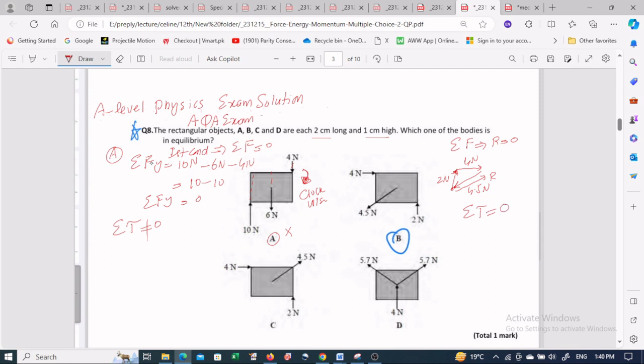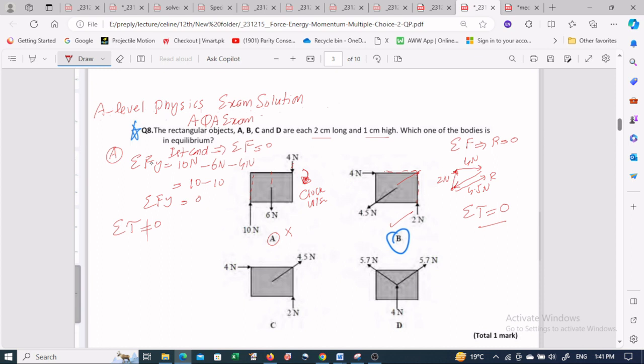Now if we talk about the second condition, we can see that the lines of action of the forces combine at a single point. It means these three forces are acting on the same point. If the lines of action are the same, the sum of torques must be equal to 0. So this option is the correct option.